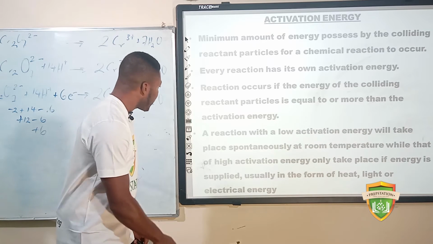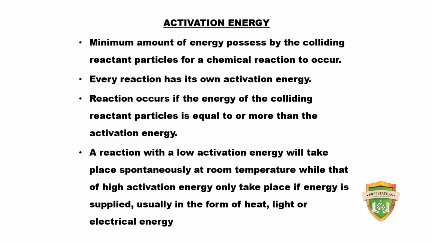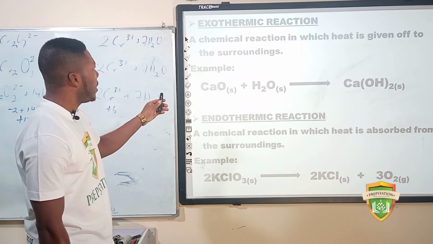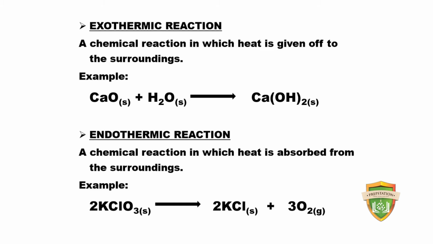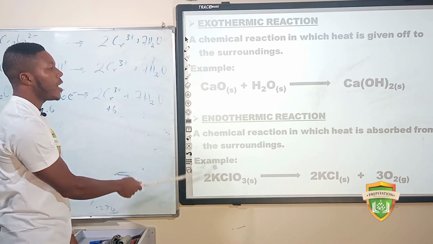Point number 4. A reaction with a low activation energy will take place spontaneously, very fast at room temperature, while that of high activation energy only takes place if energy is supplied in the form of heat, light, or electrical energy. Now let's take for example an exothermic reaction, which is a chemical reaction in which heat is given off to the surroundings, e.g., formation of calcium hydroxide from calcium oxide and water.